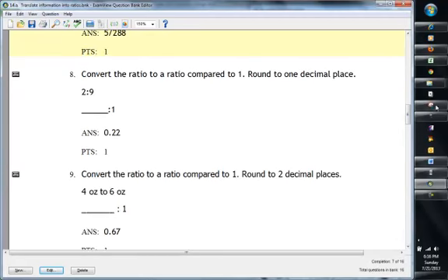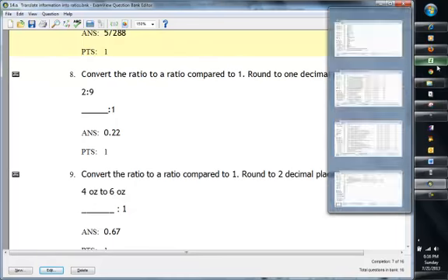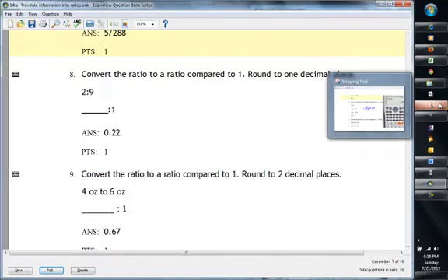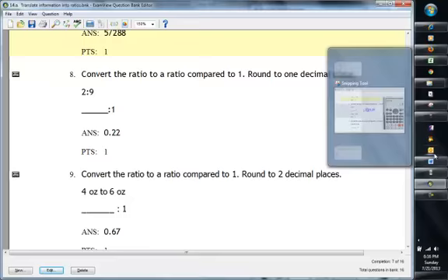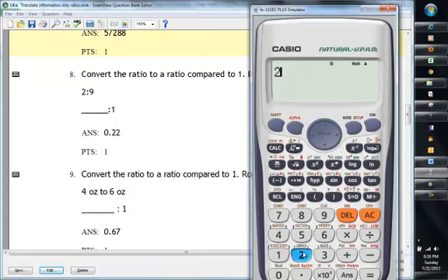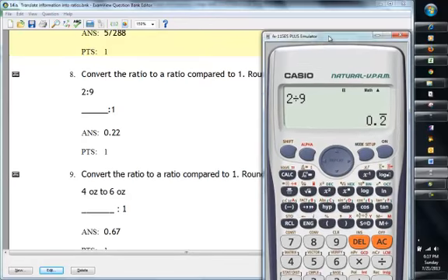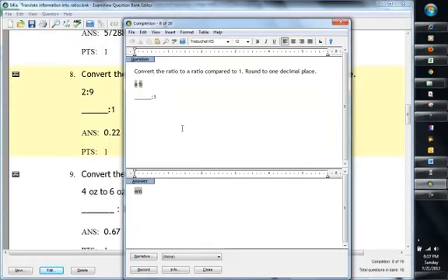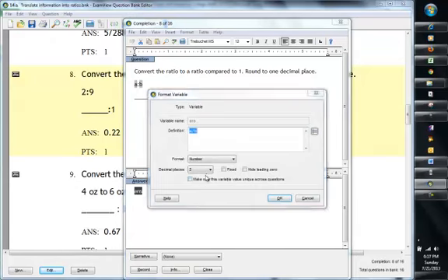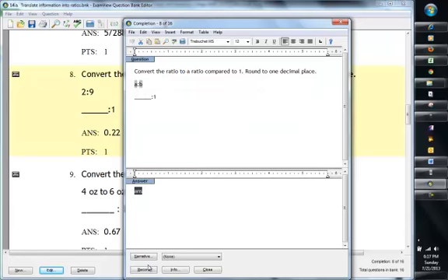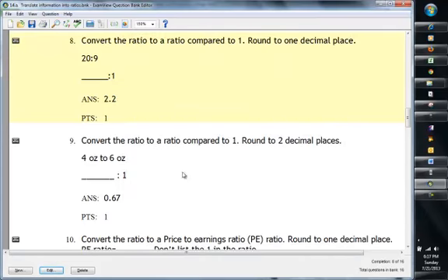Now we have to change these into ratios compared to 1. So in the first case, 2 to 9 on our calculator, 2 divided by 9 gives us 0.2 repeating, 0.22222. We're supposed to round to 1 decimal place. So let's make sure that we do that. Round to 1 decimal place, not 2. Next one.